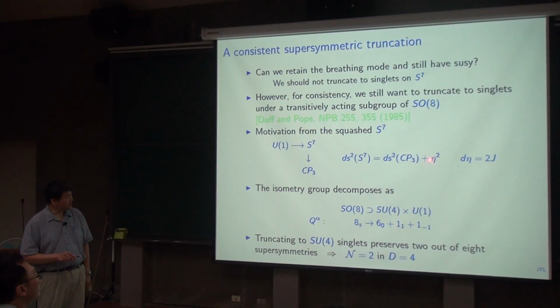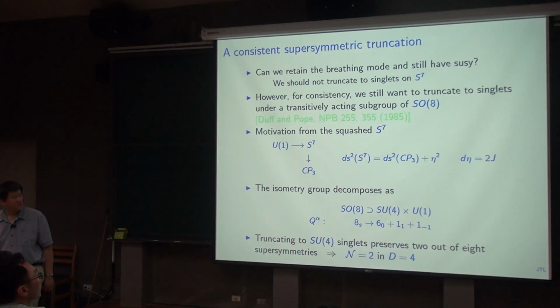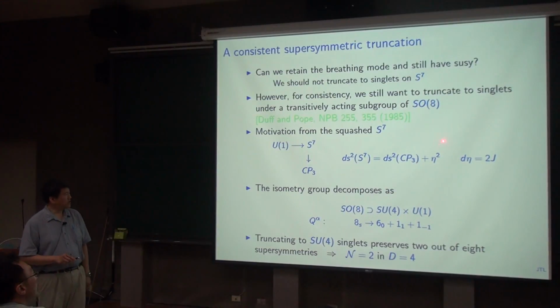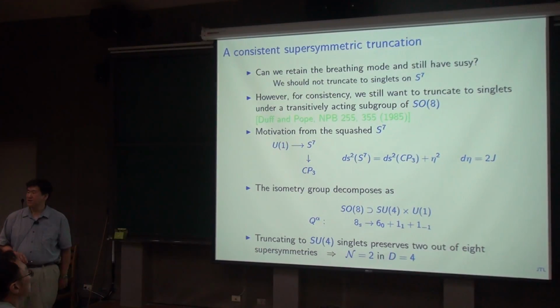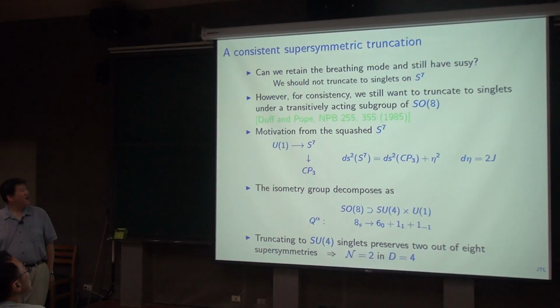This is a circle fiber over here, which depends on the internal coordinates. I'm writing this in form notation. I view eta as a 1 form. D eta is 2J. J is the Kähler form on CP3, basically. What happens is the round 7th sphere has an isometry group SO8. CP3 has an isometry group SU4. I have a U1 symmetry from the fiber over here. So from the group theory point of view, the SO8 isometry of the 7th sphere I can decompose under SU4 times U1.